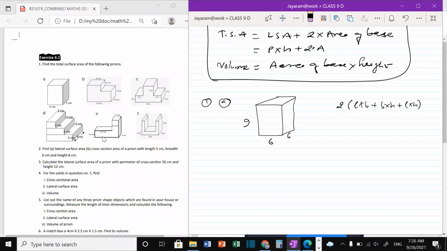So here, let's suppose length is equal to 6, breadth is equal to... what is the breadth? Okay, breadth may be 9 and height will be 6 according to the prism. We have to choose in this way. Now lateral surface area.